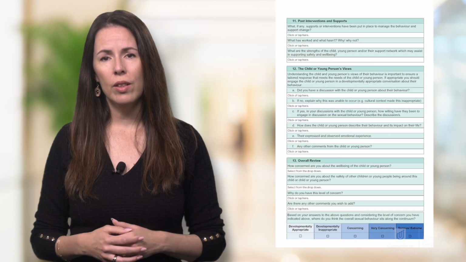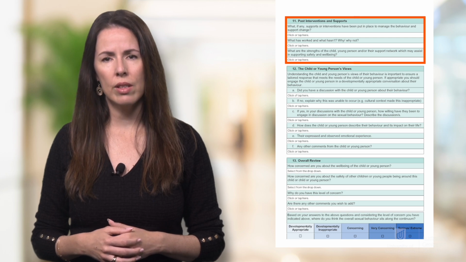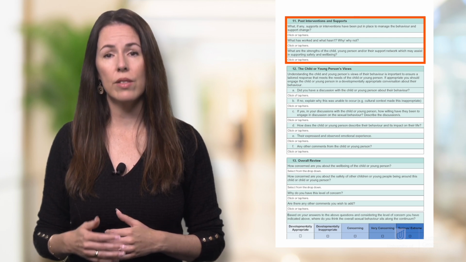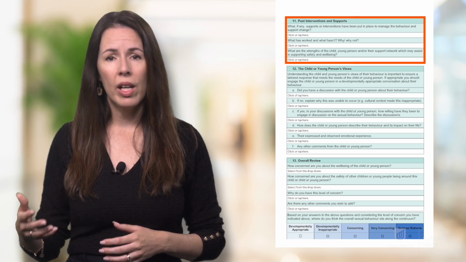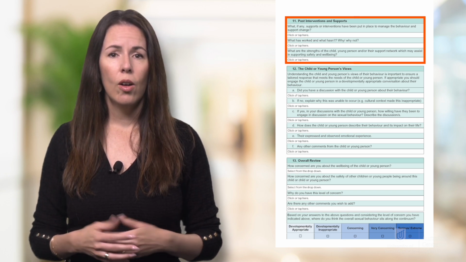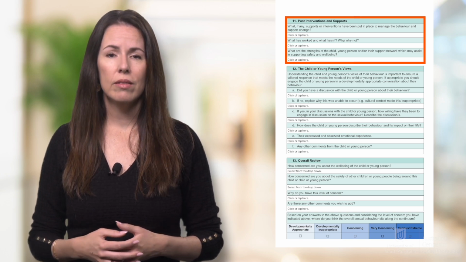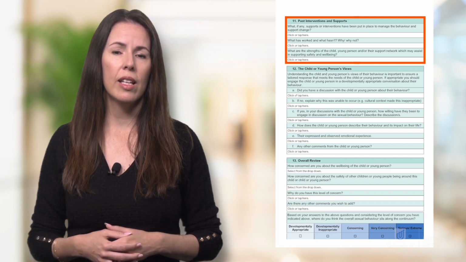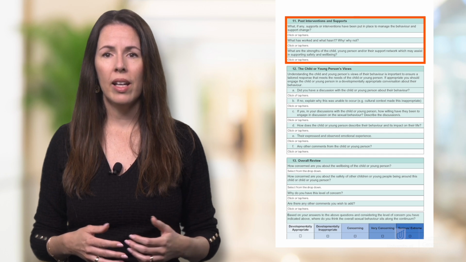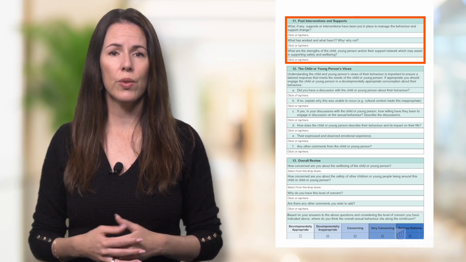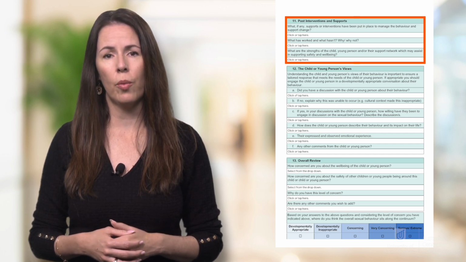In section 11, we focus on the supports and services that have previously been put in place for the child or young person in relation to the behaviour. What interventions have been tried? What's worked well and what didn't? It's also an opportunity to think about strengths within the child's support network, whether it's family, carers, or other professionals that can help in promoting their safety and well-being.